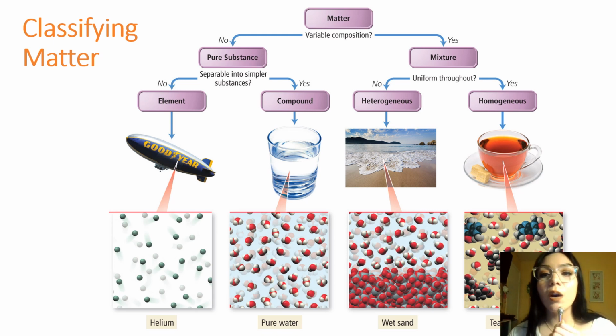And then homogeneous mixture just means that it's very uniform. You can't really see the difference between what makes up this mixture. So in this case, we have tea. So in this tea, you can have sugar, you can have the caffeine from the tea, you can have whatever other components make up the flavor of the tea, you have the water molecules, so you have a bunch of different things, but you can't really see that it's a mixture. And that's why we call it a homogeneous mixture.